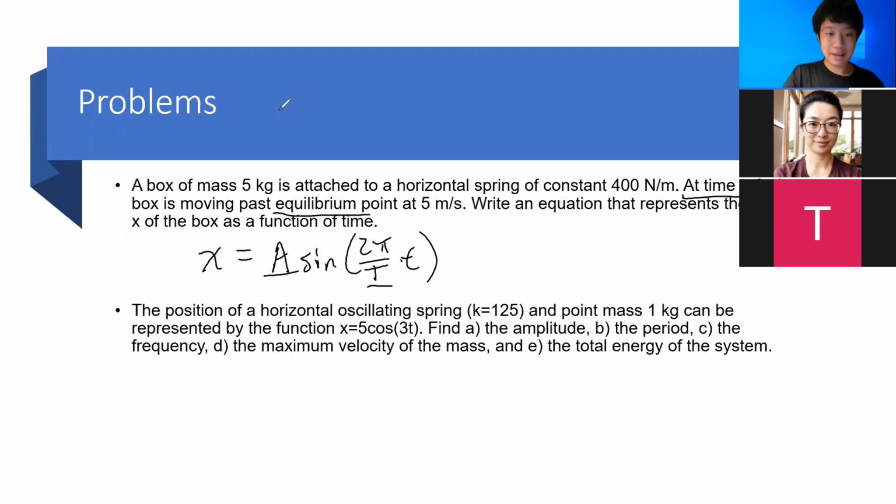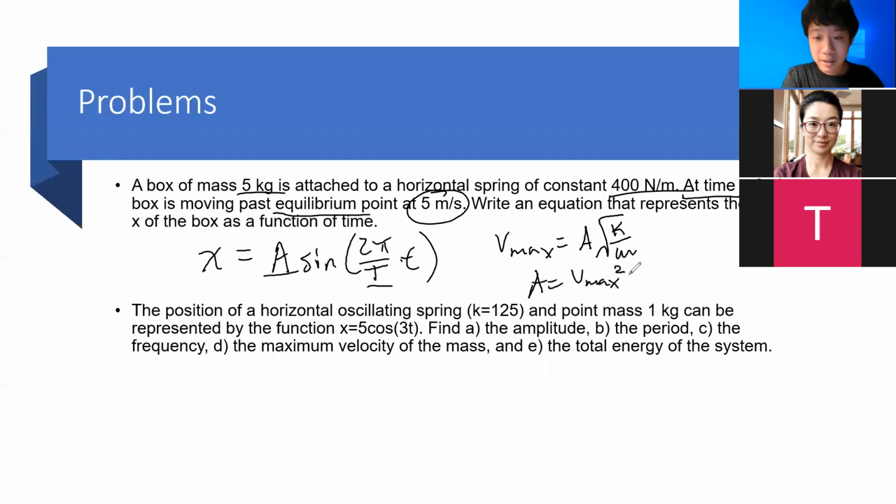So what is A? Well, we know that v max is equal to A square root of k over m. We have v max here because when the object is going past the equilibrium point, it's at the maximum velocity. We already have k, we already have m, so we can just solve for A now, right? So A is going to equal v max squared times m over k. That's just going to be 5 squared times 5 over 400. A should be around 0.3.